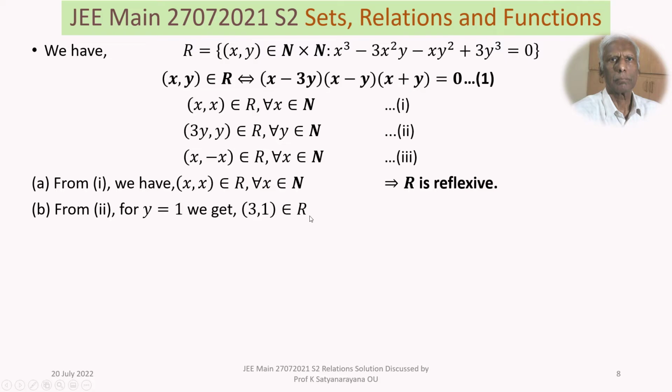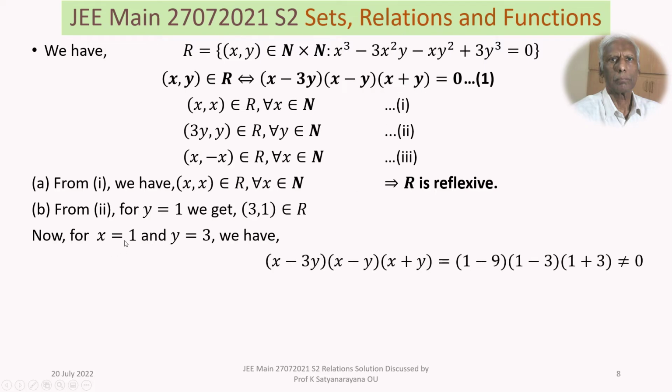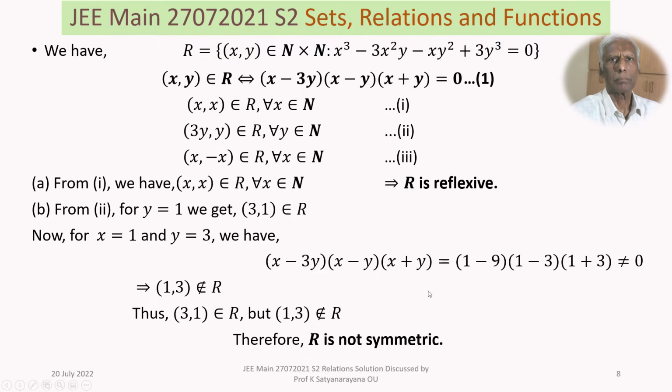So (3, 1) belongs to R; whether (1, 3) belongs to R or not. So for x is equal to 1 and y is equal to 3, you take these and substitute in the factorization. We will get this, but this is clearly not equal to 0. Because it is an if and only if statement, (1, 3) does not belong to R. So (3, 1) belongs to R, but (1, 3) does not belong to R. So the symmetry is not satisfied. Therefore, R is not symmetric.